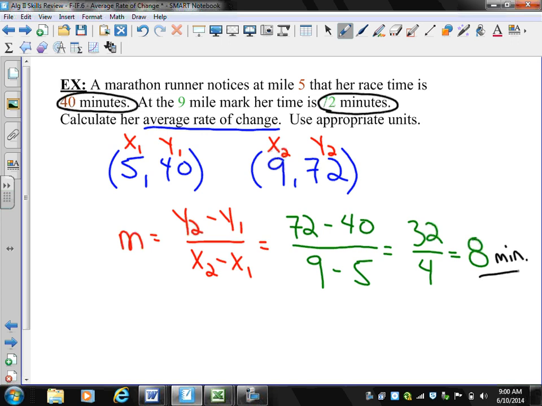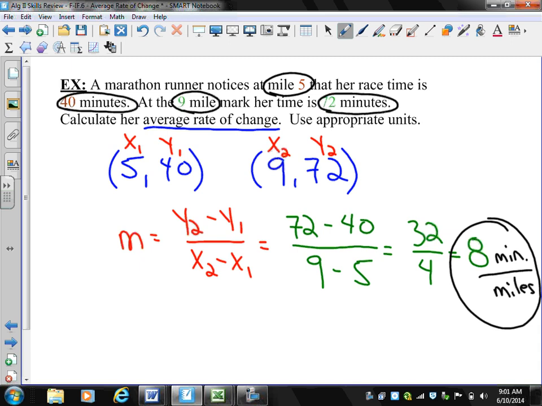divided by, well, what are the units for my denominator? Well, it's miles, isn't it? 5 miles, 9 miles. So I'm going to have 8 minutes per mile is this runner's pace. So there's my average rate of change with appropriate units. And that's how we did it. We just divided the units: the units on top stay on top, and the units in the denominator stay in the denominator.